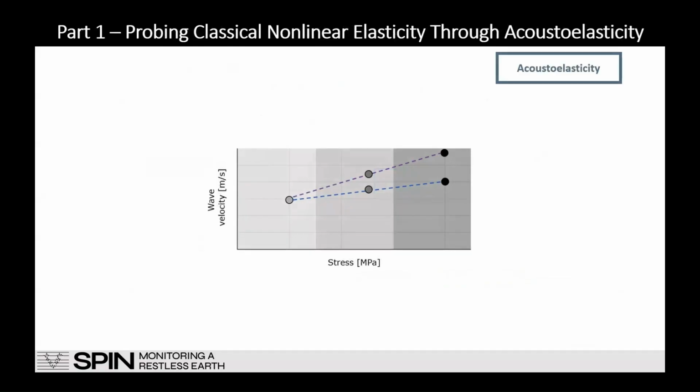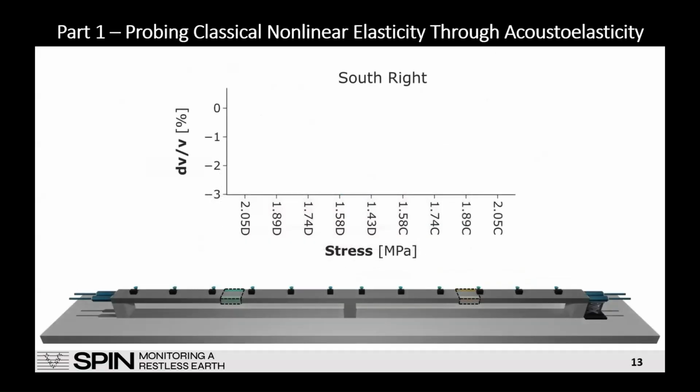Now let's see what is the perspective of acoustoelasticity. Just to remember, acoustoelasticity is a linear effect that happens as a function of stress. So in the vertical axis, you have relative velocity changes. Those are relative to a reference state. In this case, the reference state is the beginning of the experiment, and this is the way it looks like.